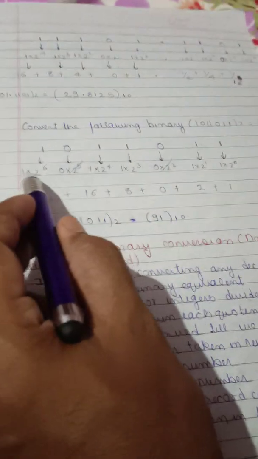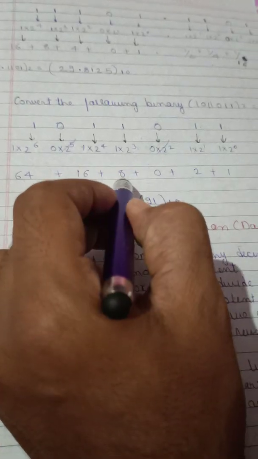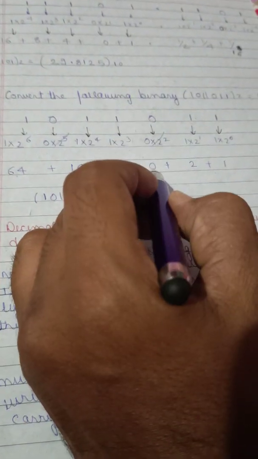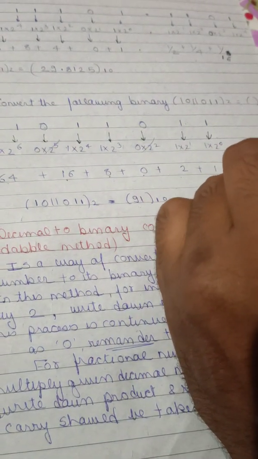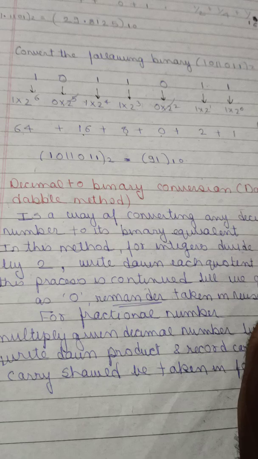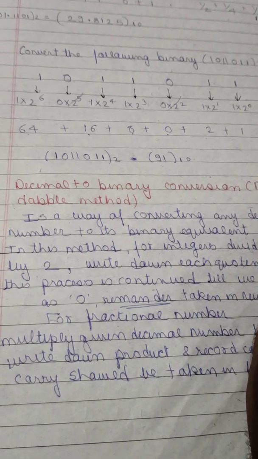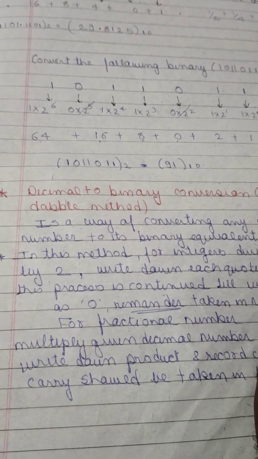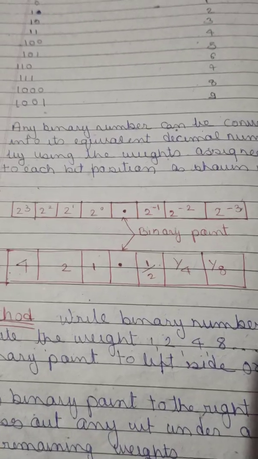So what is 2 raised to 6? That is 64. 2 raised to 4, that is 16. 2 raised to 3, that is 8. Anything multiplied by 0 is 0. 2 raised to 1 is 2, and 2 raised to 0, anything raised to 0 is always equal to 1. Okay, so this binary number is converted into a decimal number system. So this is the process by which we will convert a binary number into the decimal number system. So for converting binary into decimal, you should be well familiar with this particular chart.